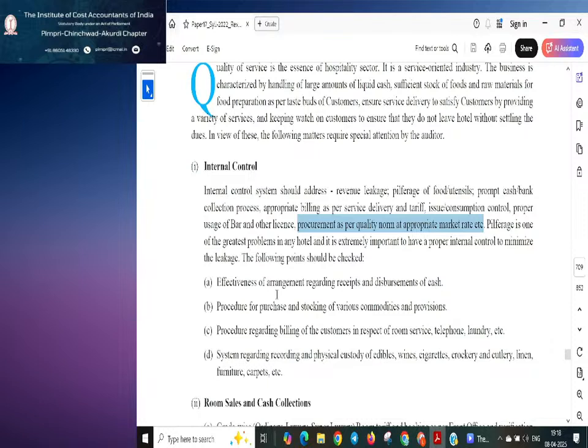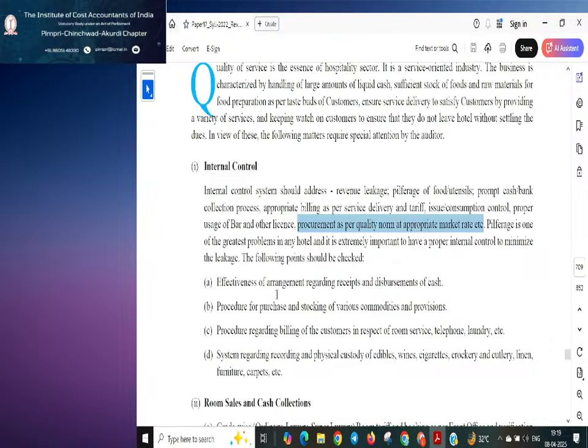The following points should be checked: effectiveness of arrangement regarding receipts and disbursement of cash. This is very important, to arrest any revenue leakage. Procedure for purchasing and stocking of various commodities and provisions. If it is for the kitchen, for the restaurant, it is very, very important. Procedure regarding billing of customers in respect of room service, telephone, laundry. They have a lot of services that they can utilize, so whether it has been billed properly, how it is being billed, when the service is delivered, as soon as it is delivered, it is billed, or how it is carried out in the system.